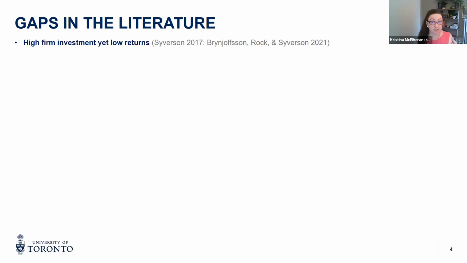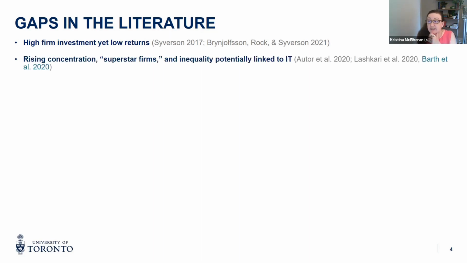And so what's always motivated me here is what's called the IT productivity paradox. Here are some recent cites on this: we have lots of investment, but often low returns. We see all this expenditure in the aggregate, but maybe not in the productivity data. Increasingly, economists are very concerned about rising concentration and superstar firms. There's a lot of conversation about whether this is linked to IT, but we don't actually have a lot of evidence. And then for a management audience, how do we manage firms in this digital age?